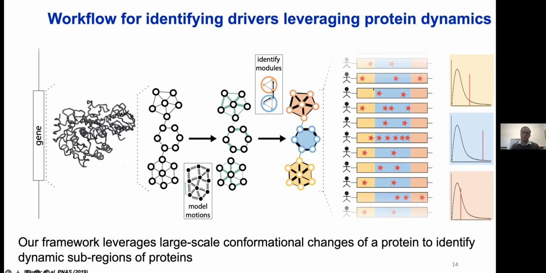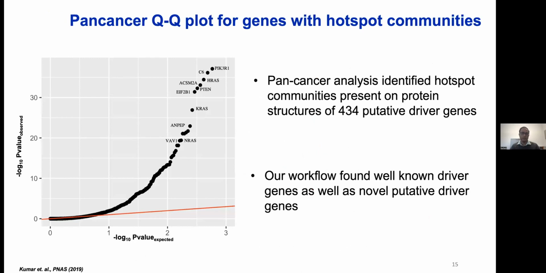Afterwards, we map cancer missense mutation data onto all these communities and identify those communities which are significantly enriched for cancer missense mutations. Any gene which encodes a protein structure that has at least one mutational hotspot community, we consider to be a putative cancer driver. We applied this framework using the TCGA PanCan Atlas dataset, especially looking at missense mutations, and we ended up identifying 434 putative cancer driver genes. Many of them were well-known cancer driver genes, but we also identified additional putative cancer driver genes, many of which were differentially expressed among tumor samples, as well as enriched in different cancer-related pathways, signifying that a large proportion of these additional drivers might be playing an important role in cancer.